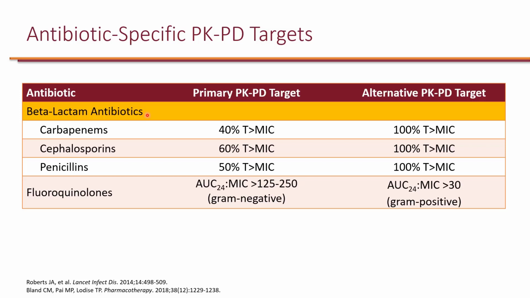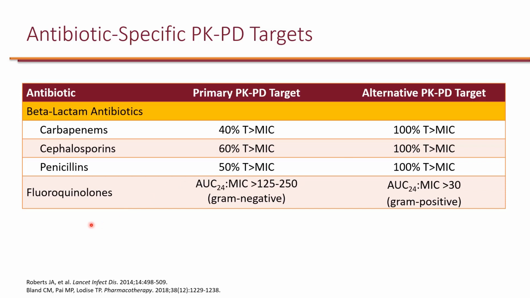Now here you can see that the PK/PD target for beta-lactams is time above MIC. For carbapenem specifically, you need time above MIC for at least 40% of the dosing interval to get bactericidal activity, whereas for cephalosporins, at least 60% of the dosing interval is required. For penicillins, it is 50% time above MIC. Now, it is also alternatively proposed that time above MIC is best to be increased to 100% of the time, especially in critically ill patients, in order to maximize the efficacy of these beta-lactams.